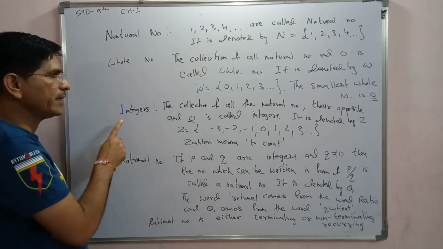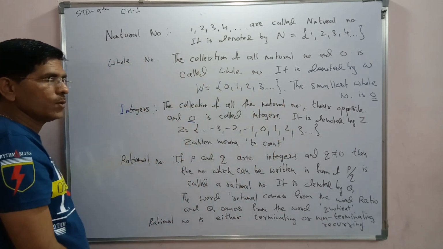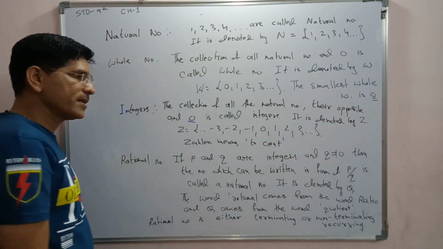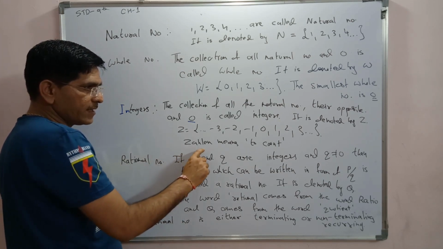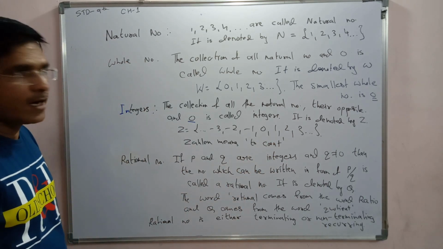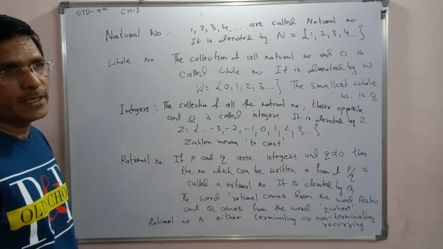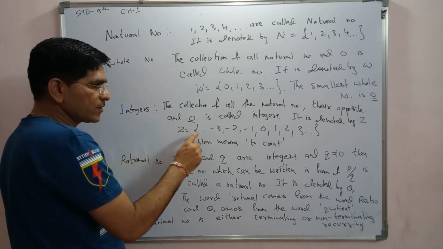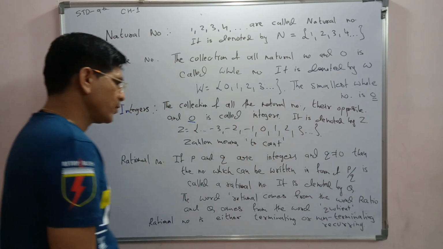What is the definition of integers again? The collection of all natural numbers, their opposites and 0 is called integers. It is denoted by Z. What is the meaning of Z? Z actually comes from Zählen in German. Zählen means to count. That is why we are using the symbol Z. Again, integers are also infinitely many. We cannot count them. So in curly brackets we write Z is equal to ..., -3, -2, -1, 0, 1, 2, 3, ... and then close the curly bracket.